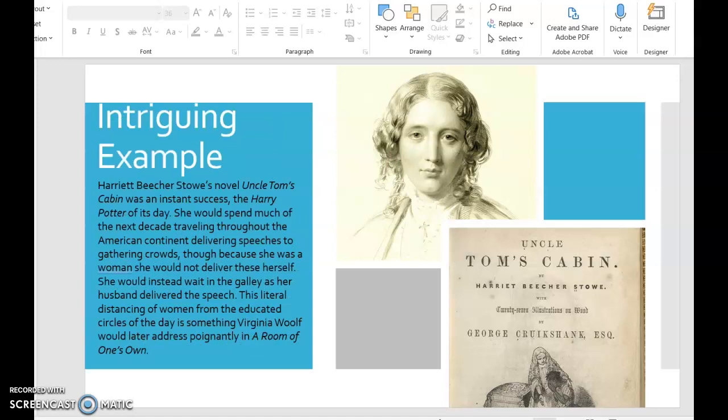Intriguing example. So, Harriet Beecher Stowe's novel Uncle Tom's Cabin was an instant success, the Harry Potter of its day. She would spend much of the next decade traveling throughout the American continent, delivering speeches to gathering crowds, though because she was a woman, she would not deliver these herself. She would instead wait in the galley as her husband delivered the speech. This literal distancing of women from the educated circles of the day is something Virginia Woolf would later poignantly address in A Room of One's Own.